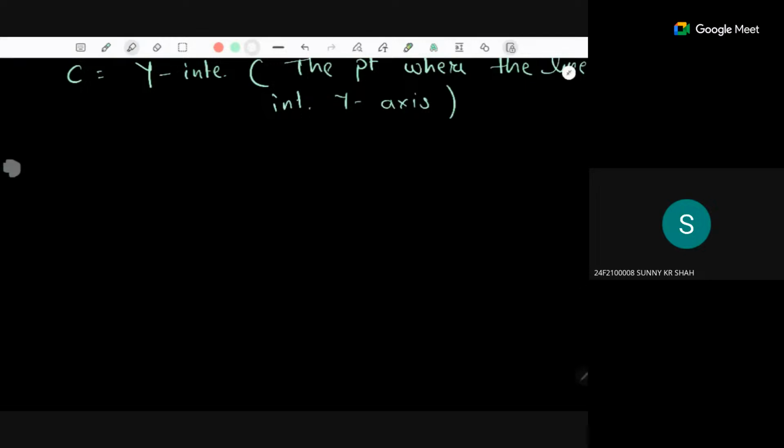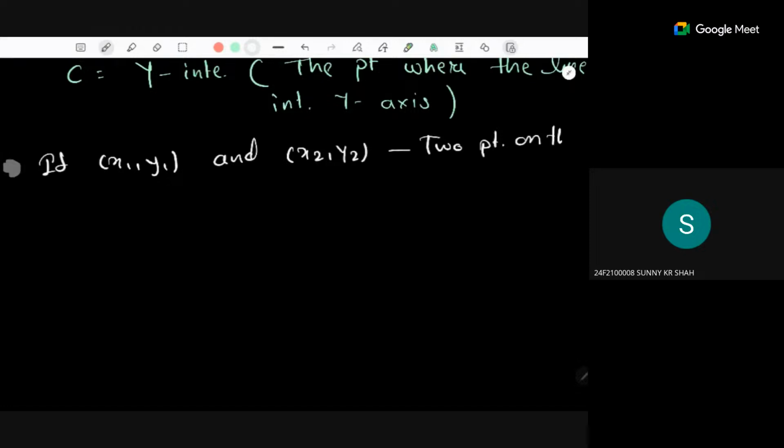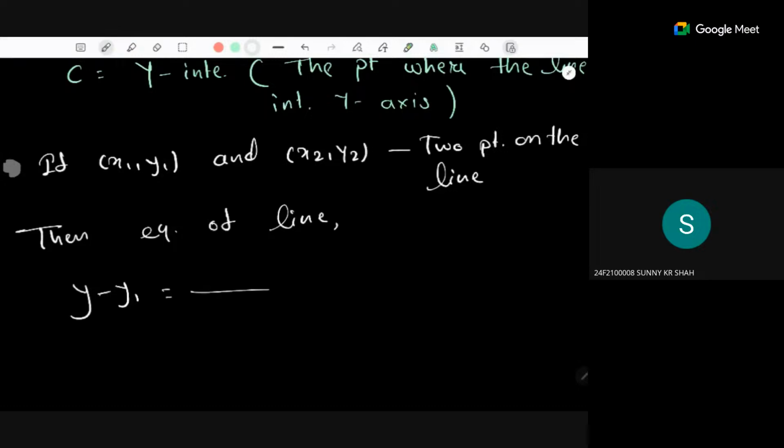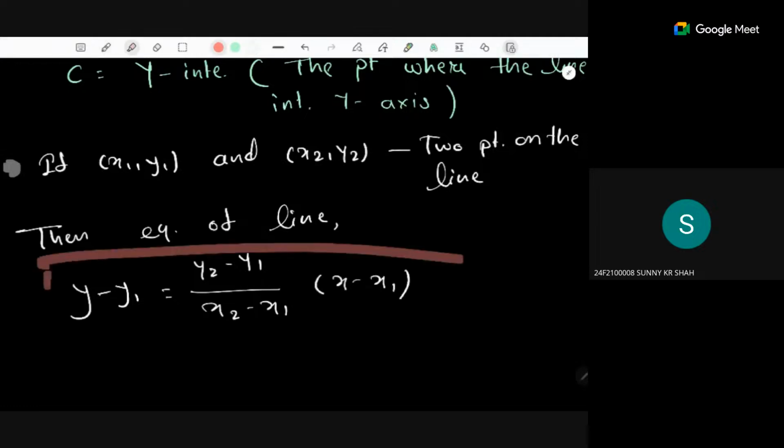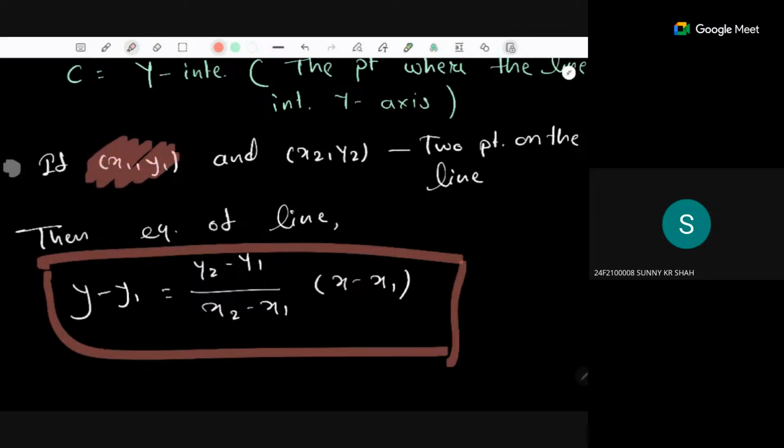So suppose, if x1, y1 and x2, y2 are 2 points on the line, then the equation of the line will be y minus y1 is equal to (y2 minus y1) upon (x2 minus x1) into (x minus x1). So this is another formula by which we can compute the equation of a line, if we have 2 points x1, y1 and x2, y2 which are lying on our line.